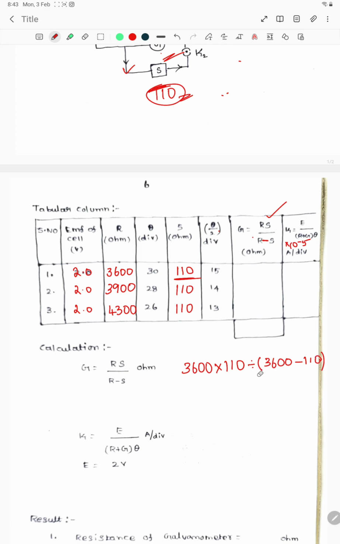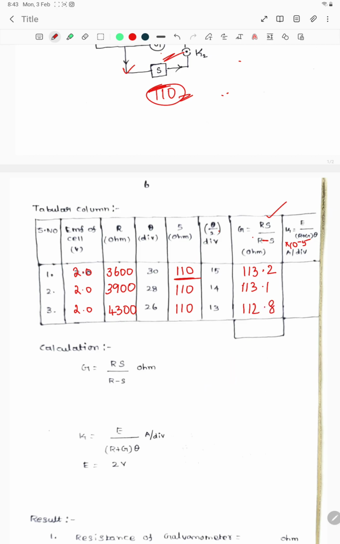What you will not do is this without the brackets. What will happen? This value will be done first and then the 110 will be subtracted from the total value, which will give you a wrong answer. So when you do it properly with the bracket, you will get the answer to be 113.2. Okay, similar calculation for the remaining two, you will be getting 113.1 and 112.8.